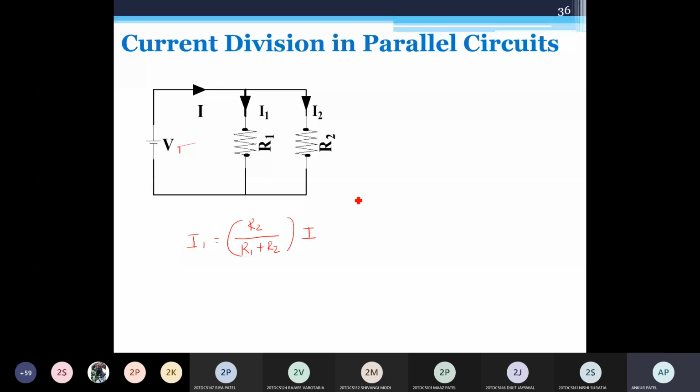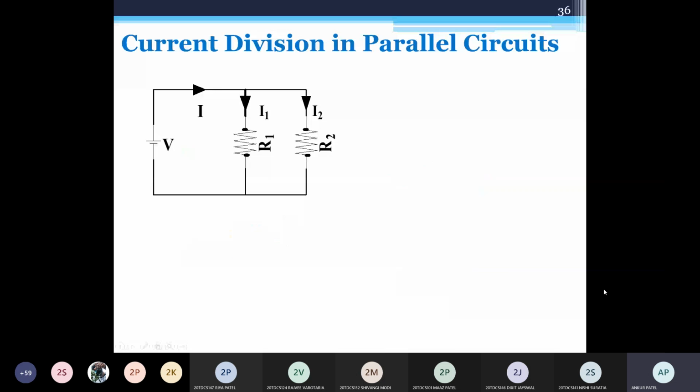Suppose I want to find I2, then you need to consider the opposite branch resistor. So I2 is the other branch resistor R1 divided by the total resistance R1 plus R2, into the supply current. Okay, are you getting this current divider rule?